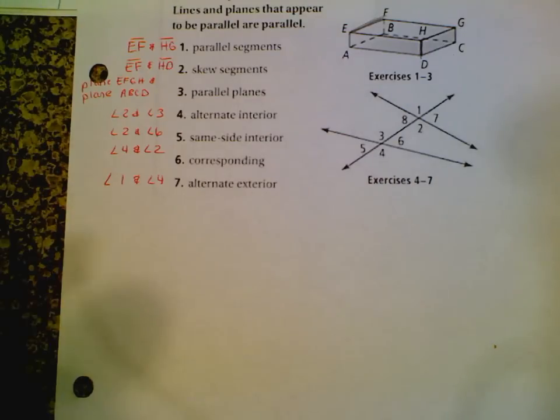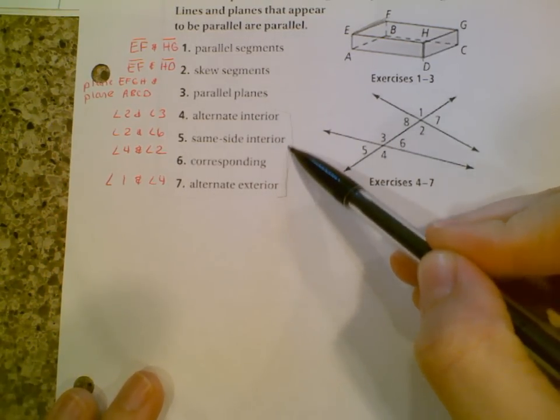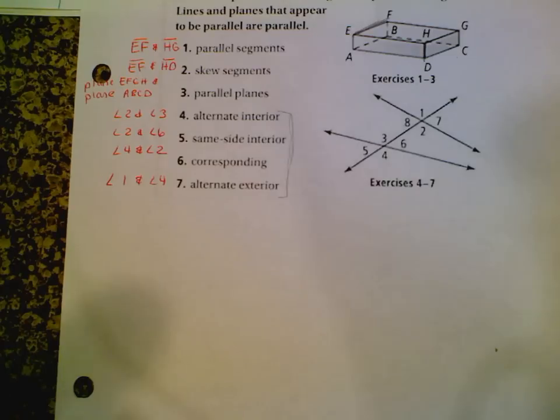Okay, a lot of vocab in this lesson. You have to make sure that you know this. So if there is a certain part that you are not getting, such as skew segments, or any of these 4, you have to make sure you let me know so that I can do some more practice with you, because this is going to come up in the next couple lessons.